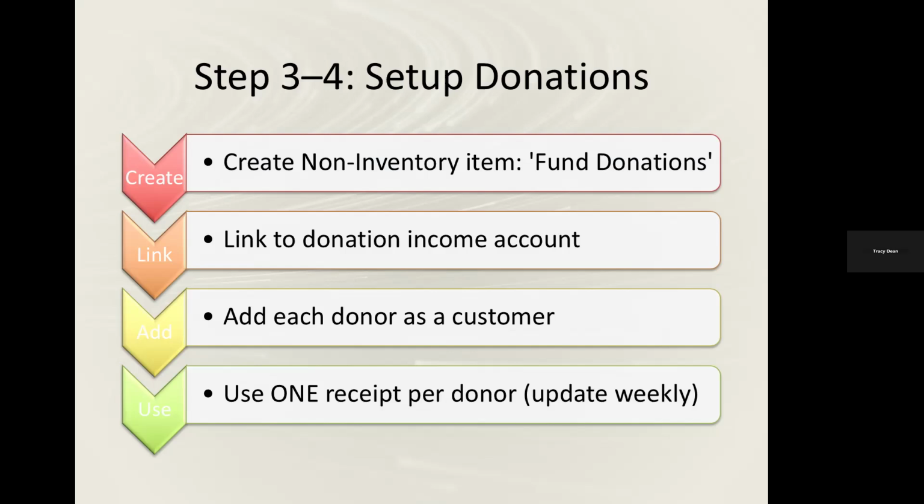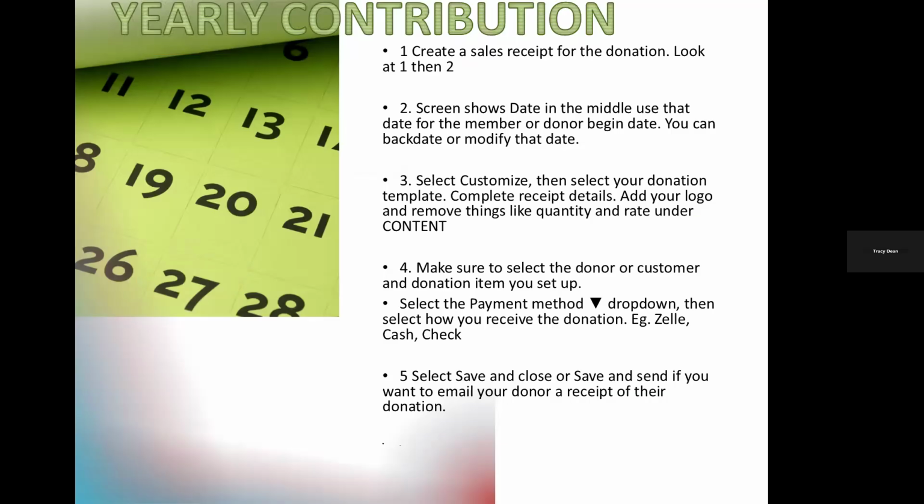So we can link it to a donation income account and we can add each donor as a customer. In this example, the aim is to show you how you can use one receipt for the donor and you can update that weekly. So what are we trying to do? Create yearly contribution statements. Again, we're trying to create yearly contribution statements.